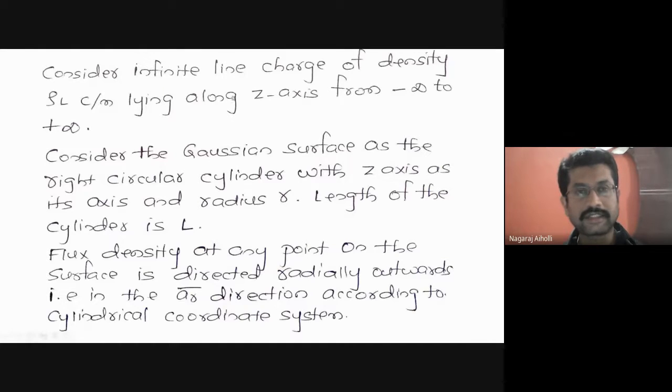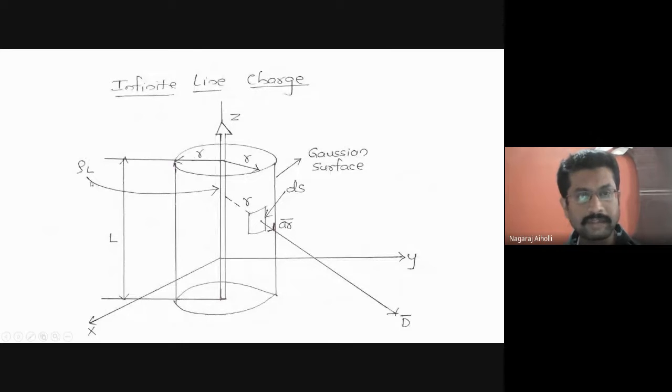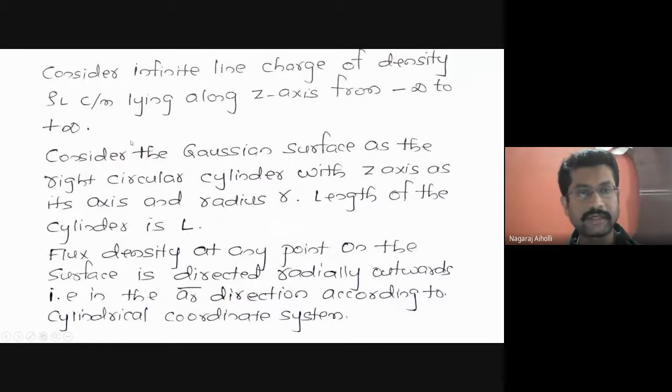Consider an infinite line charge of density rho L Coulomb per meter. It is not Coulomb per meter square because it's a line charge. It lies along the z-axis from minus infinity to plus infinity. Consider the Gaussian surface as the right circular cylinder with the axis as the z-axis and radius r, and the length of the cylinder is L.